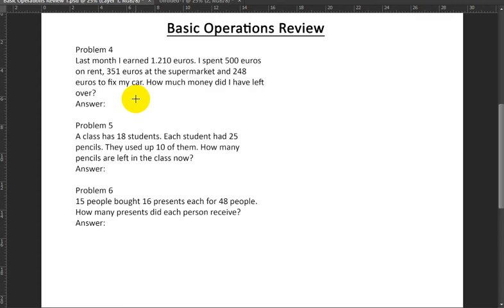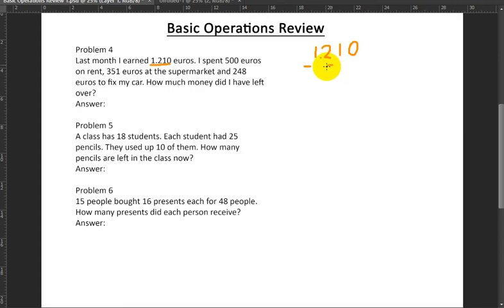Okay, so let's go to problem 4. Problem 4 says, last month I earned 1,210 euros. I spent 500 euros on rent, 351 euros at the supermarket, and 248 euros to fix my car. How much money did I have left over? Well, this is the amount of money that I gained. So 1,210 euros. And then in each of these cases, I had to give some of it away, which means subtraction.